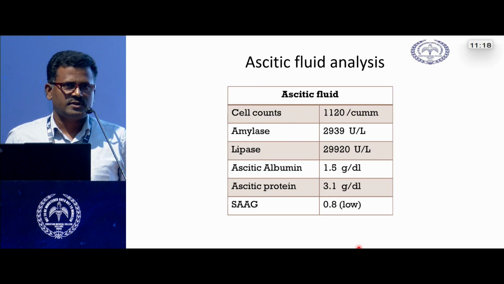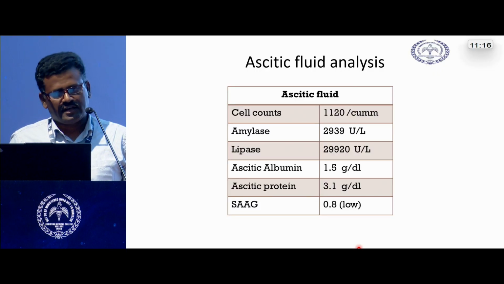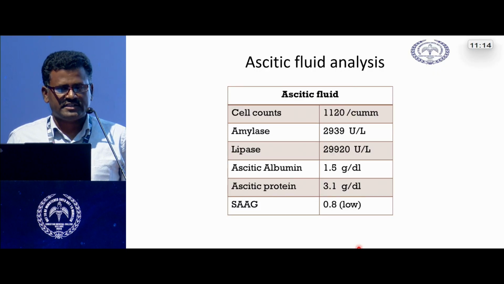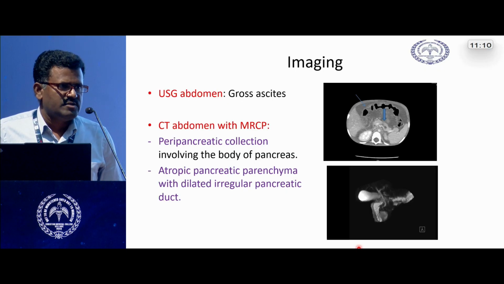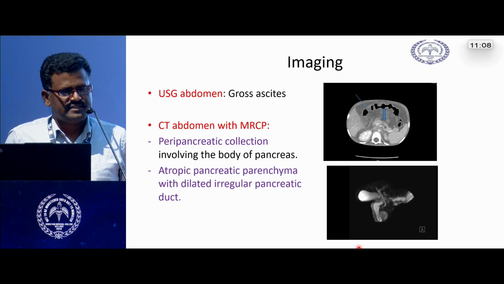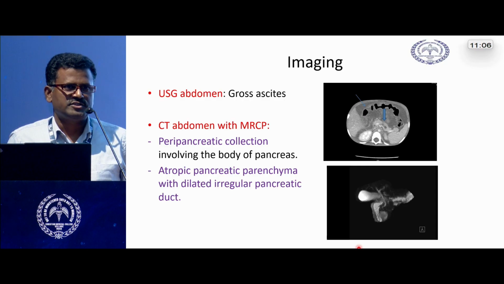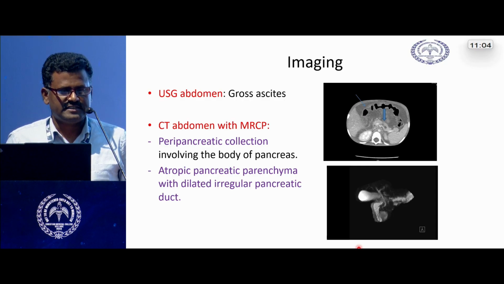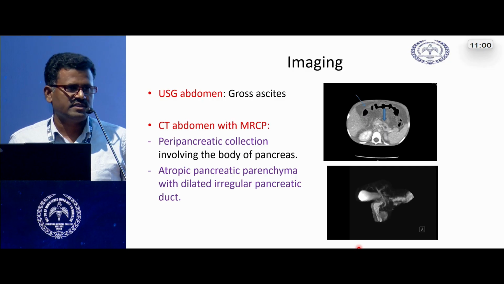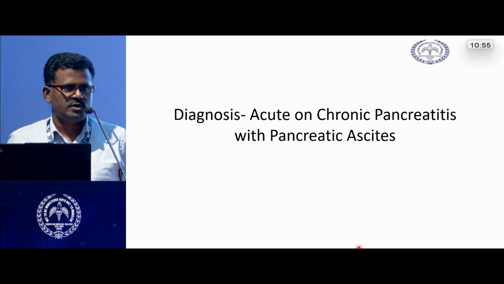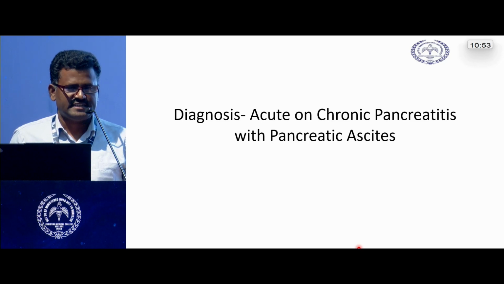The ascitic fluid gives the clue. It was a low SAAG ascites with markedly elevated amylase and lipase, suggestive of a pancreatic ascites. So the imaging further clarified the diagnosis, and CT with MRCP showed features of acute and chronic pancreatitis with peripancreatic collection and atrophic pancreatic parenchyma with dilated irregular ducts. The final diagnosis was acute and chronic pancreatitis with pancreatic ascites.